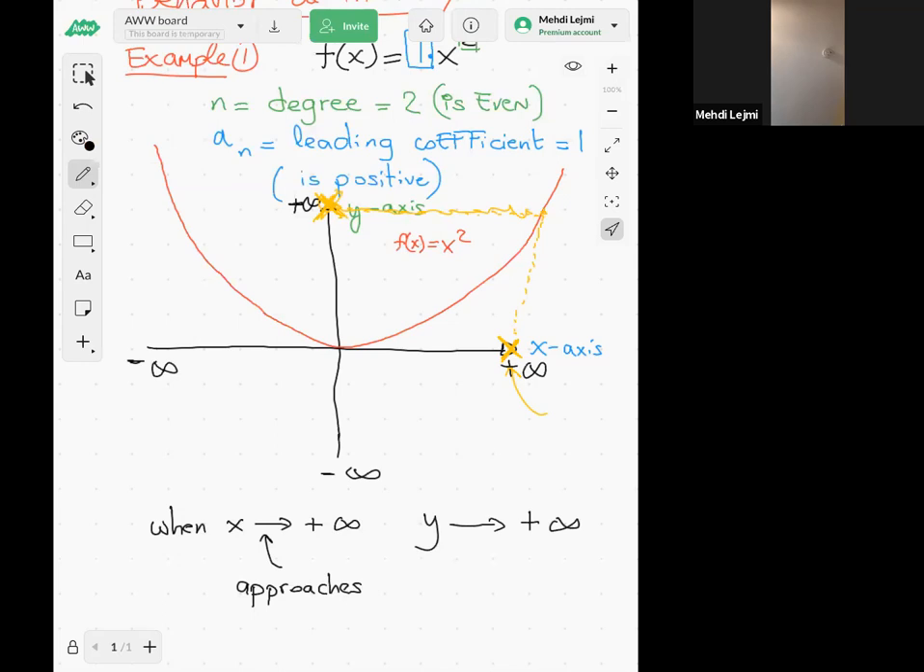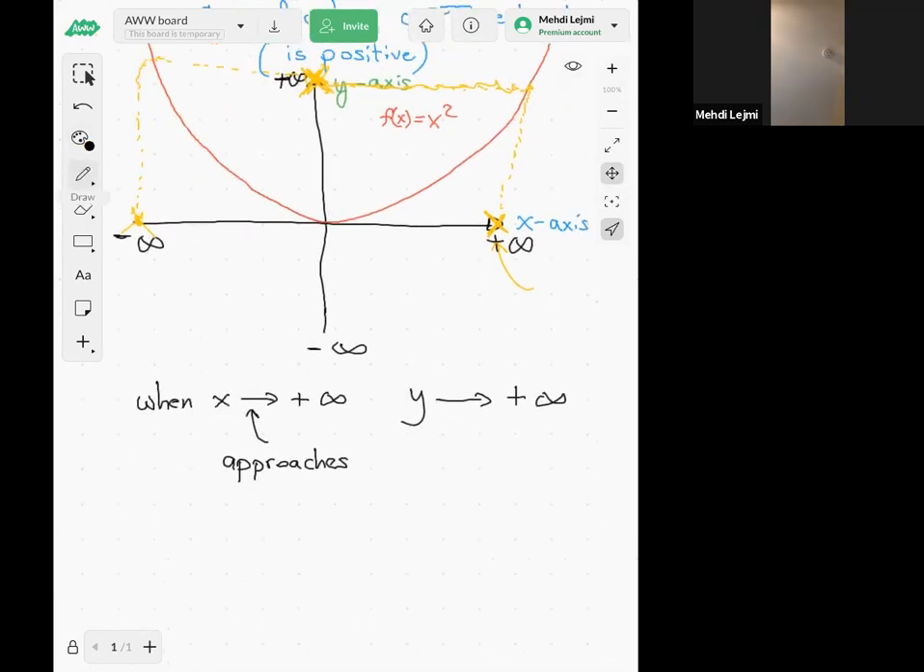Now, what happens when x approaches negative infinity? My x is now at negative infinity, let's say here. The output is going to approach, of course, the same thing, positive infinity.